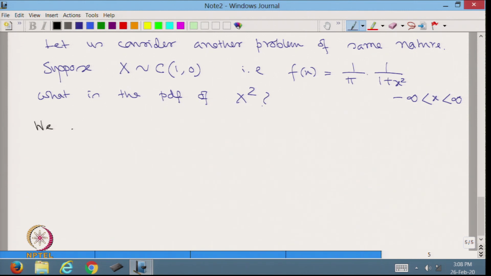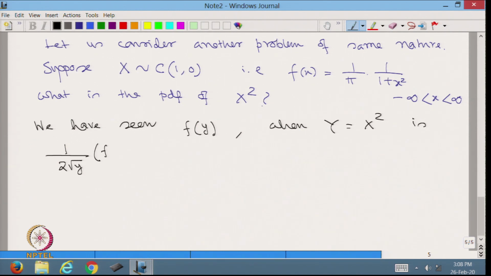We have already seen f of y when y is equal to x square is 1 over 2 times root y into f at root y plus f at minus root y.